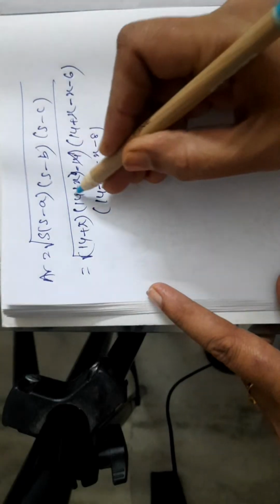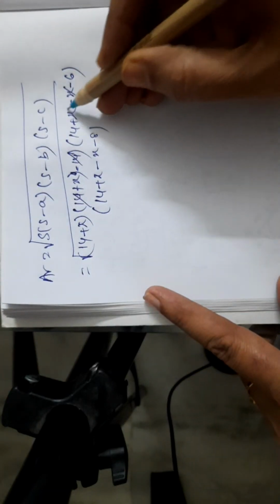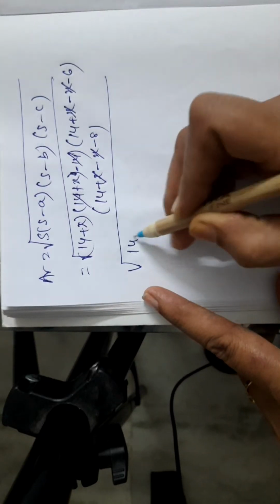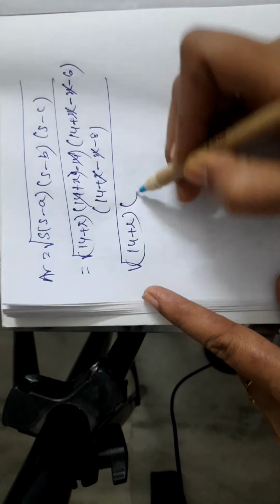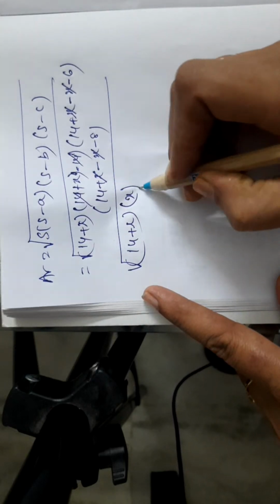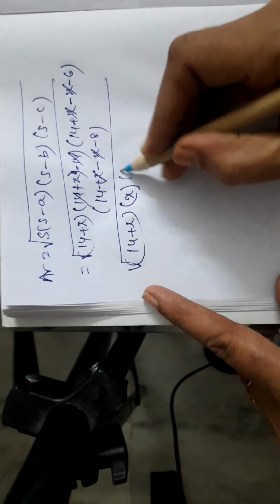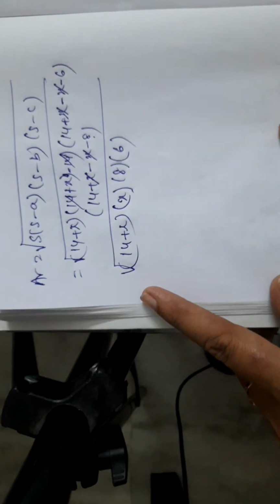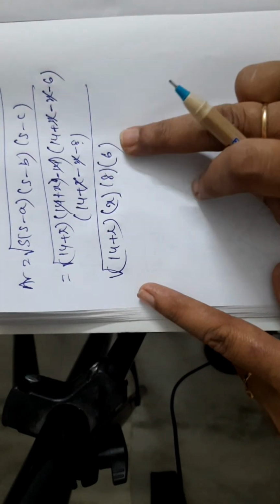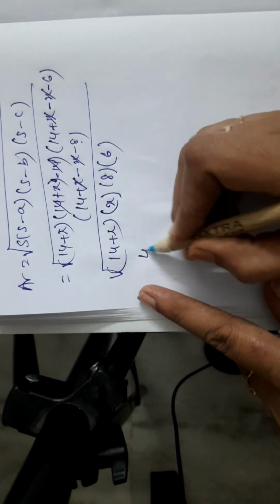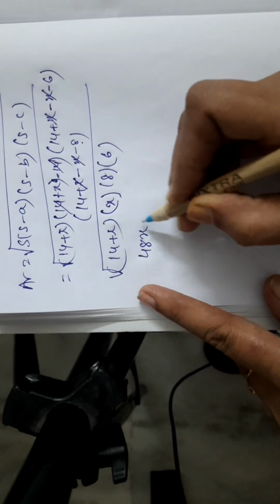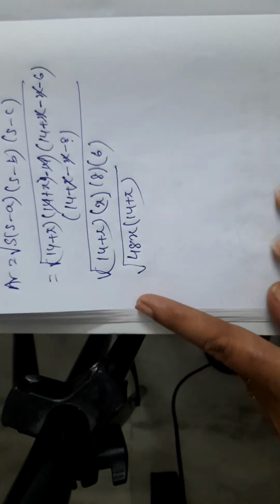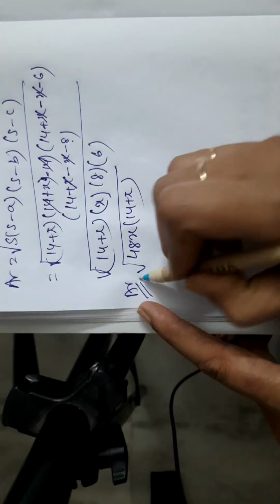So now 14 will get cancelled. Here x will get cancelled. So ultimately 14 plus x, here it is x, 14 minus 6 is 8, 14 minus 8 is 6. So finally 8 times 6 is 48, x, 14 plus x. So this we got as the area of the triangle.